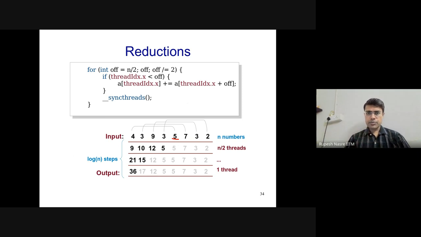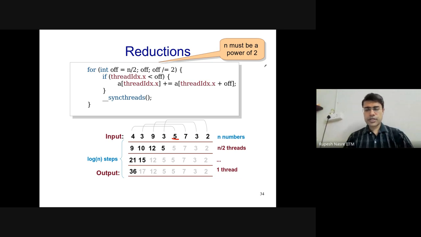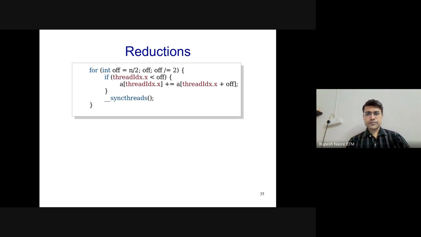If there is any question, please ask. Okay. So we also have an assumption that n must be a power of 2, which can be taken care of sometimes by padding it with zeros to ensure that it is a power of 2, etc. Otherwise, we might have to modify the code such that it is always within bounds.